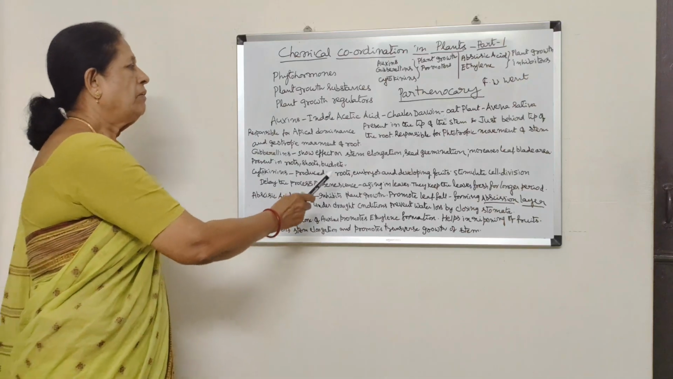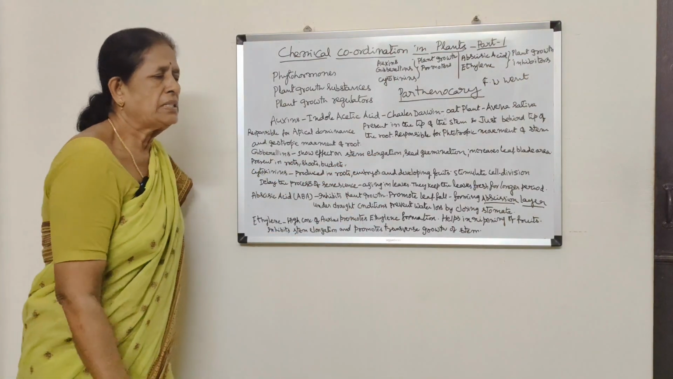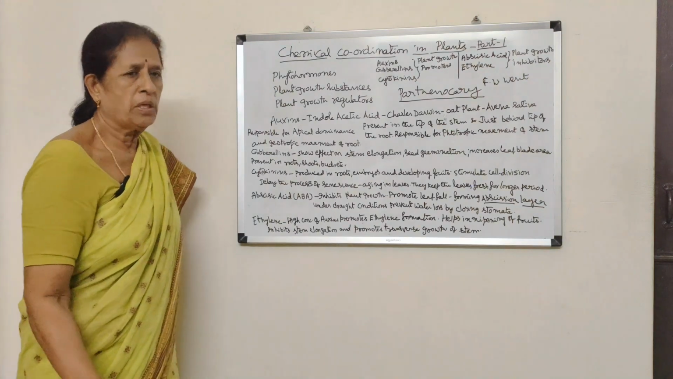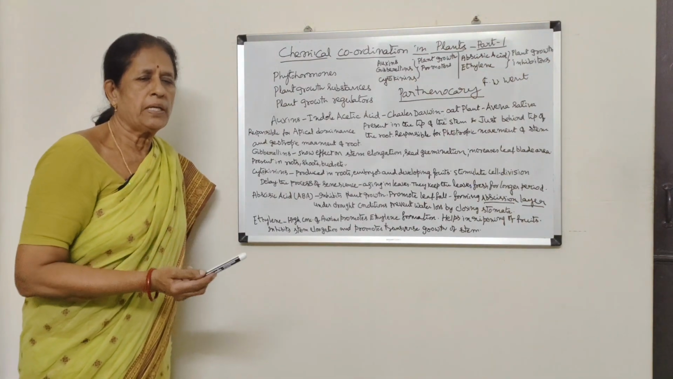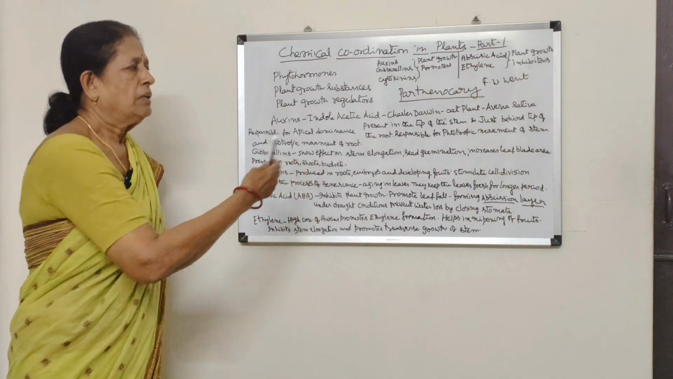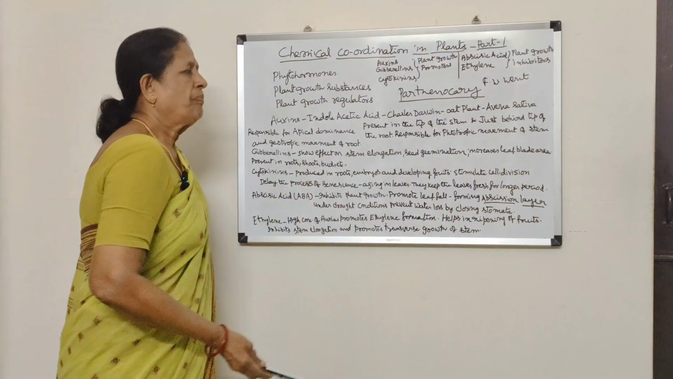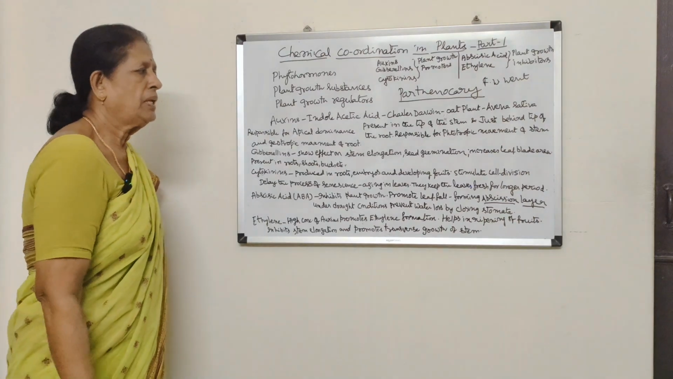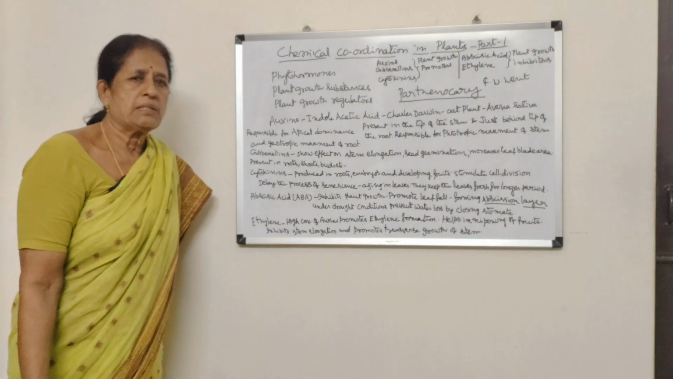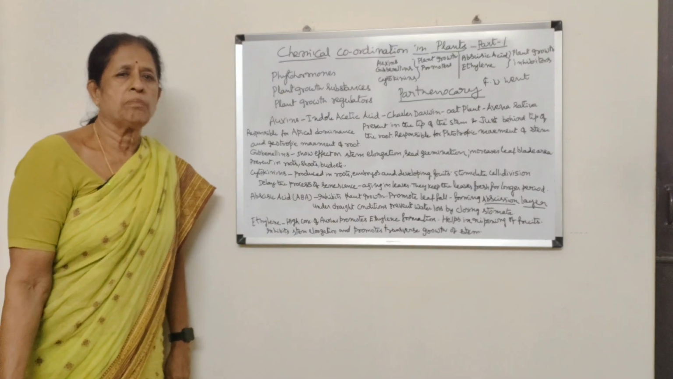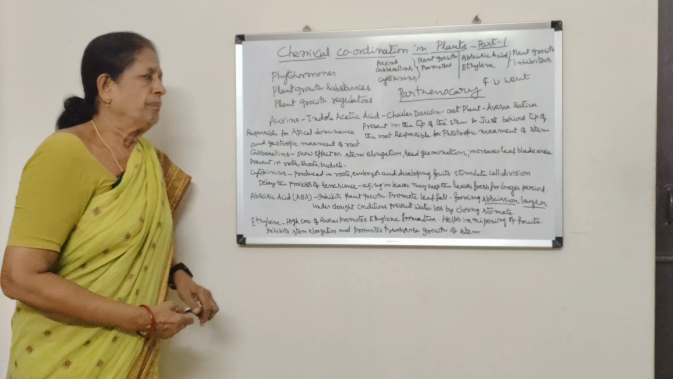Where are they present? They are present in the tip of the stem and just behind the tip of the root. At the tip of the root, the root cap is present, and just behind the tip of the root the auxins are produced. These auxins are responsible for phototropism of the stem and geotropism of the roots.